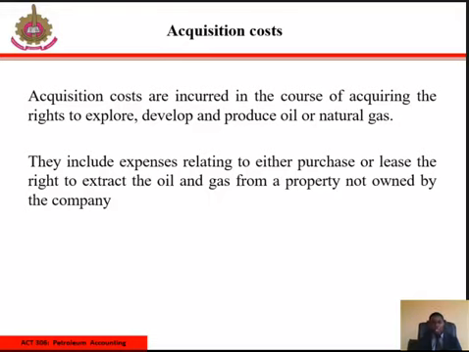Also included in acquisition cost are any lease bonus payments paid to the property owner, along with the legal expenses and title search, brokers and recording costs. Under both SEC and FASB accounting methods, acquisition costs are capitalized.